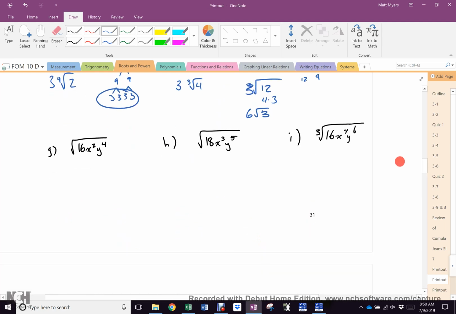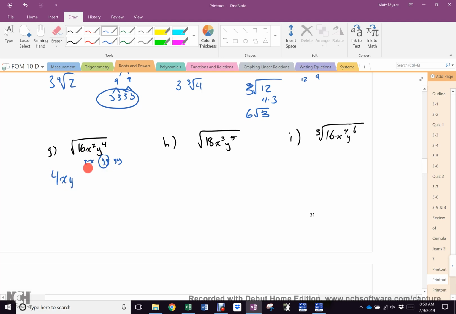Now I left you with these 3 that are harder. Why are they harder? Are they actually harder? They just look harder, right? Because you all know what the square root of 16 is. What is it? 4. What does x squared really mean? X times x. Isn't that a group of 2? So what's the square root of x squared? Out comes an x. Isn't y to the 4th really y and y? So how many y's come out there?